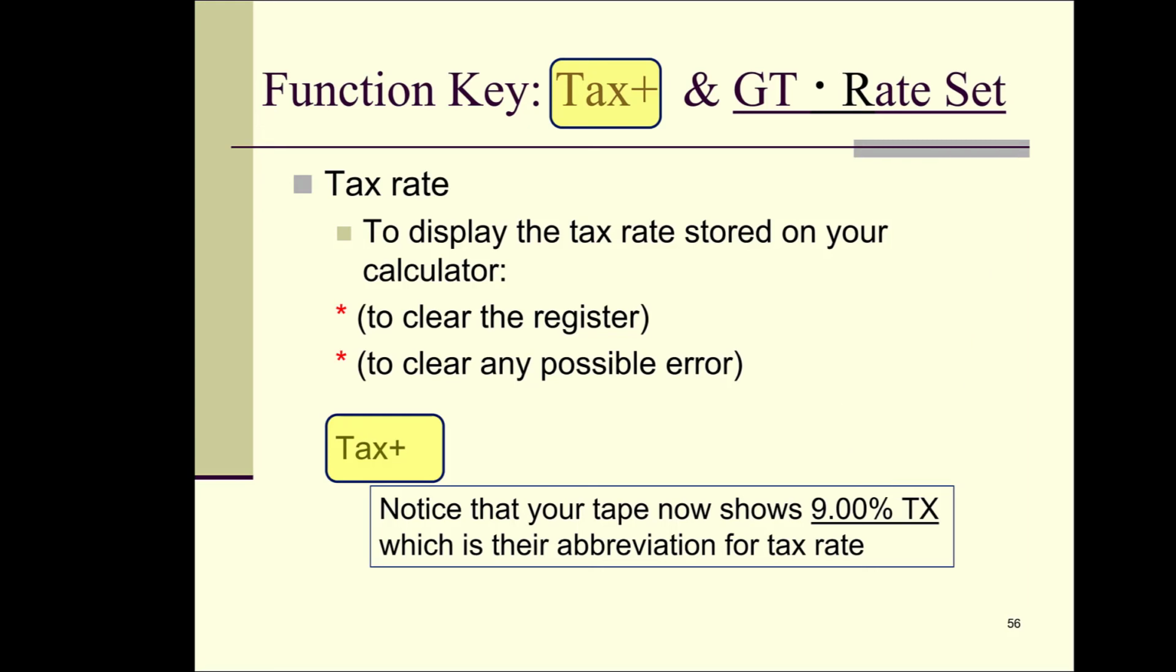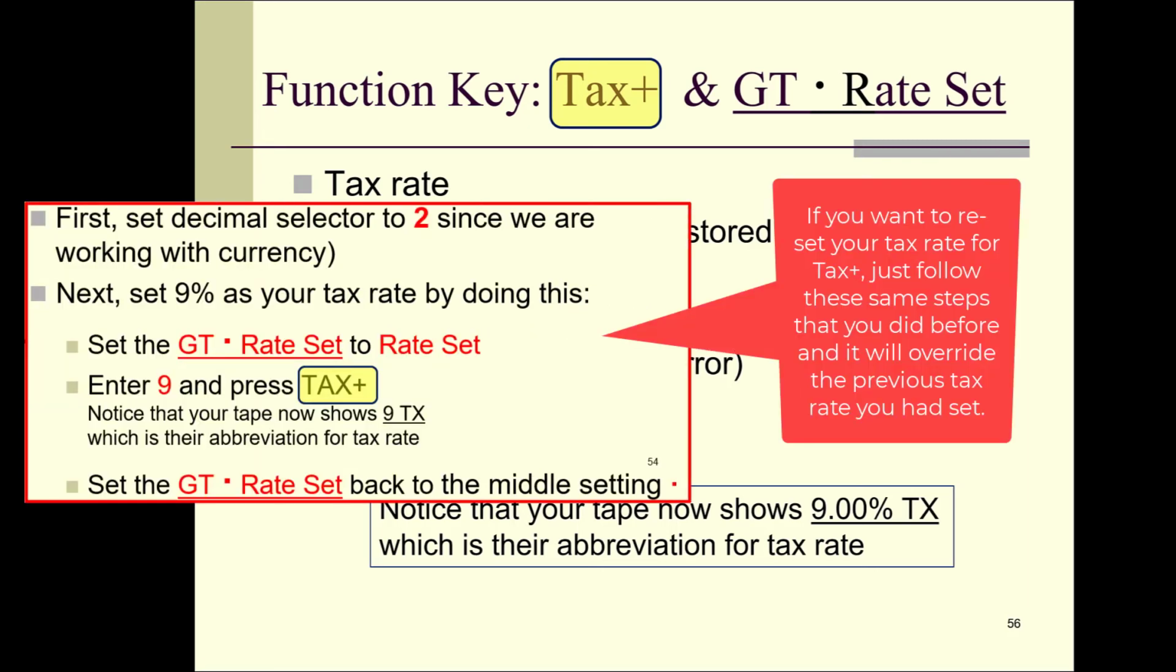Now, of course, if you wanted to reset the tax rate to something different, you would just go through the same process to set the tax rate as you did before, and it will override whatever tax rate you have already entered into your calculator.